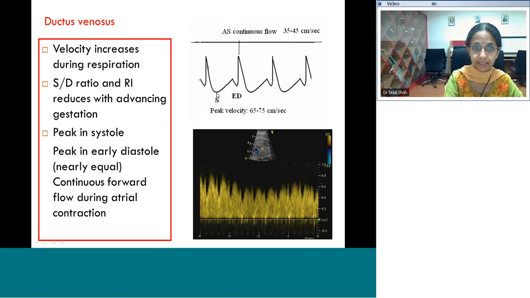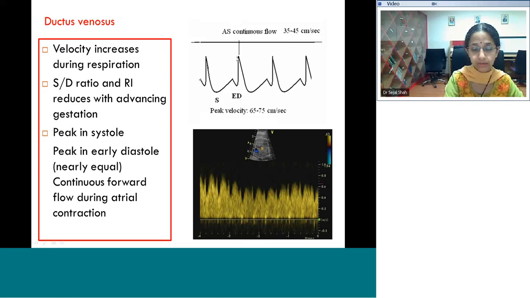There's a peak in systole, there's a peak in diastole. Usually they are closer, same velocity, and there's a continuous flow throughout atrial contraction, or it's called atrial systole. So we have S, D, and atrial systole, continuous flow, and the velocity is still at this stage also up to 3 centimeters per second.